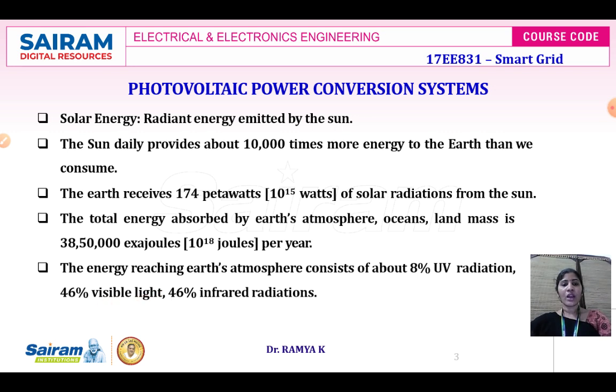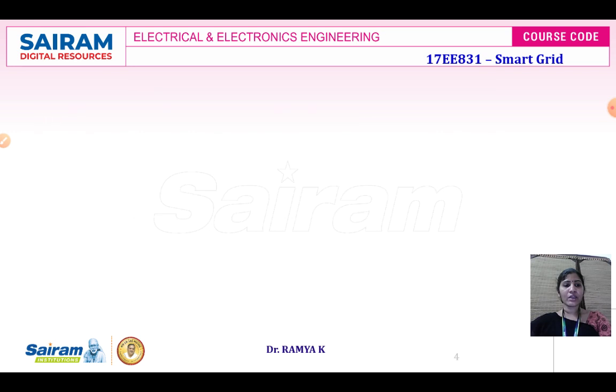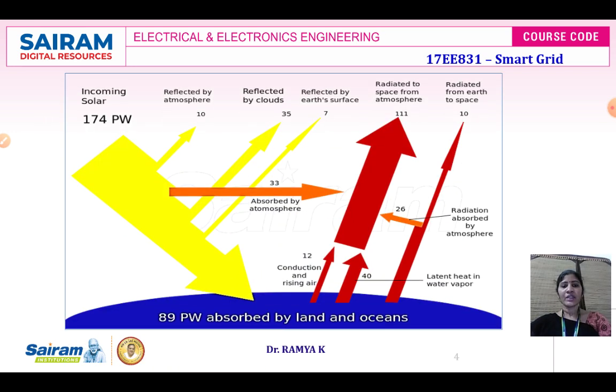Now, we will see how exactly the power is getting absorbed and reflected back to the atmosphere or reflected by the clouds. We can see it as an example. This is the diagram shown. From the Earth's surface it is possible for us to obtain 174 petawatts of power. Out of this 174 petawatts, 89 petawatts is absorbed by only land and ocean. So if you consider over here, more than 70 percent of the power is getting absorbed by land and ocean.